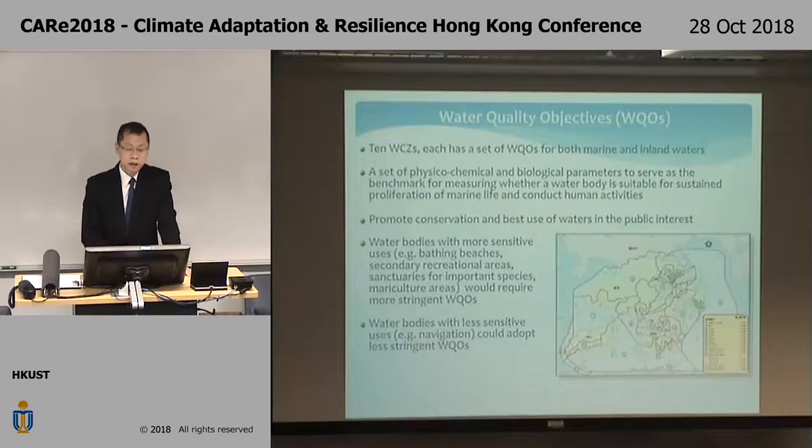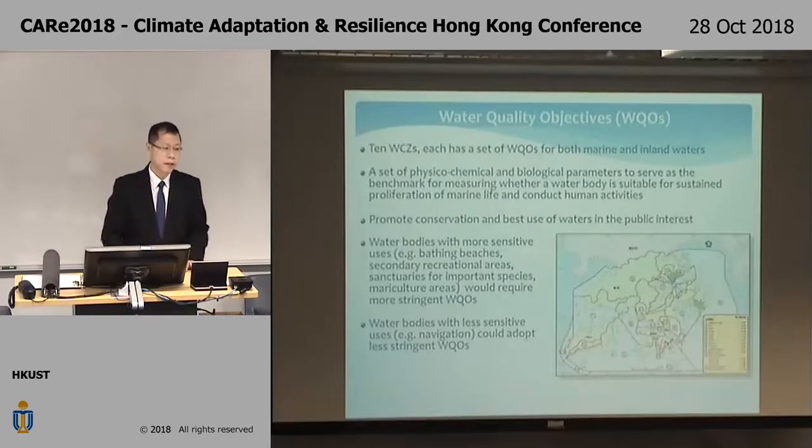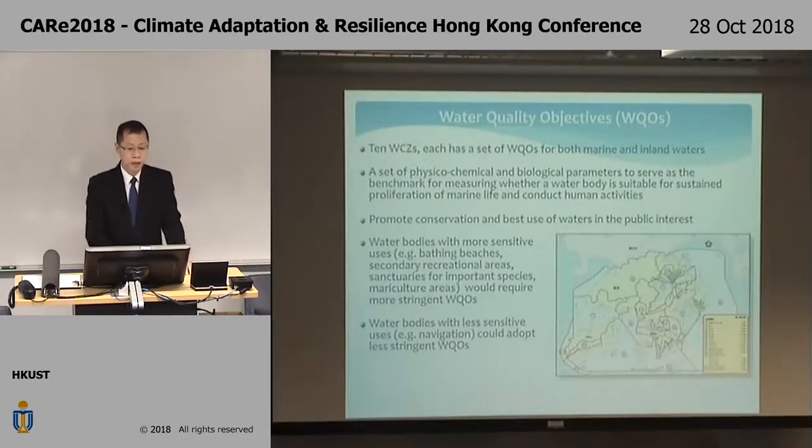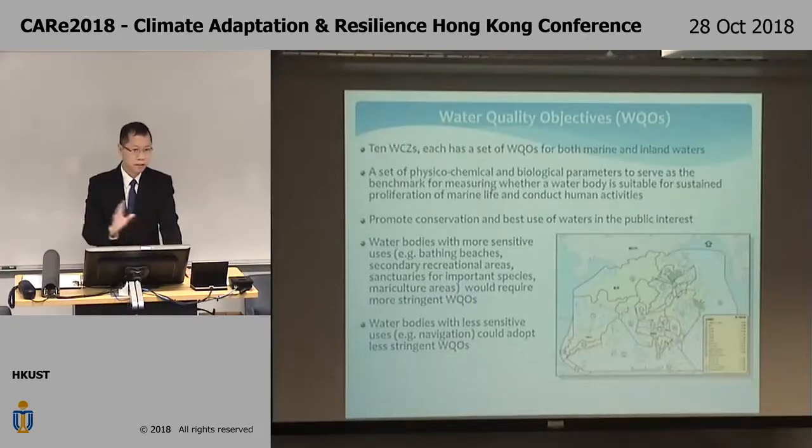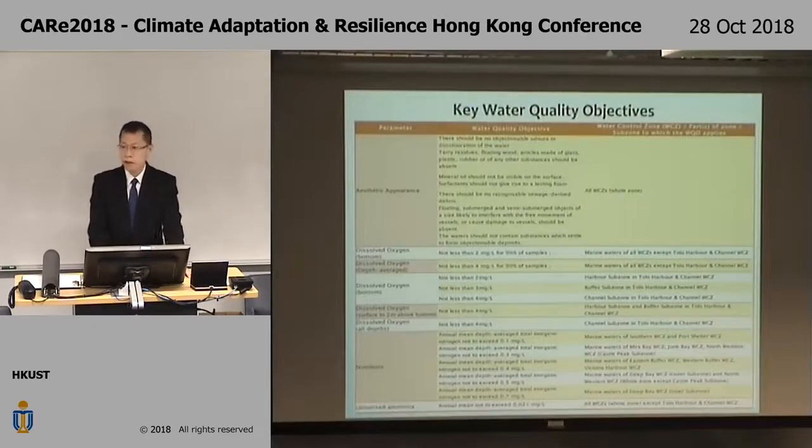You will see later on, for some of the waters, which we think the water bodies are more sensitive, their uses are more sensitive, then we will have more stringent water quality objectives. For some of the water bodies, we think that it may not require such a high water quality standard. For example, for navigation, then we have a slightly less stringent water quality objective. This is the framework in Hong Kong. So, a complicated table summarizes the water quality objectives.